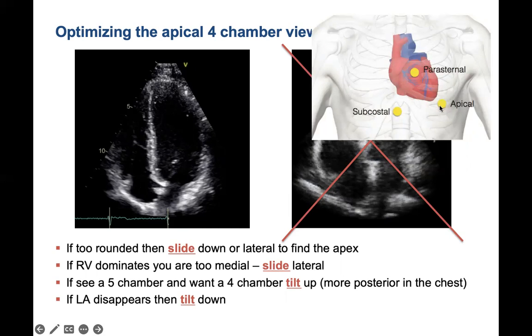We want to slide lateral to try and really get that view. I do start my search for my apical here at the nipple, below the nipple, but sometimes I'm going all the way lateral up into the armpit here, or more medial in order to get that apical four-chamber view. It has a lot more variation, I find, than some of the other views. If you start to see a 5-chamber, which again we'll talk more about in the extended exam lecture, and you want a 4-chamber, you're going to tilt the tail up so that that beam goes more posterior into the chest. And if you don't see that left atrium, you can think about it as your ultrasound beam going too posterior into the chest, and you need to tilt the tail down in order to bring that left atrium into view.